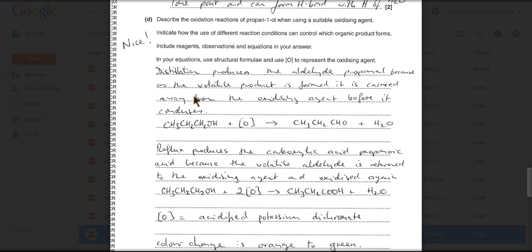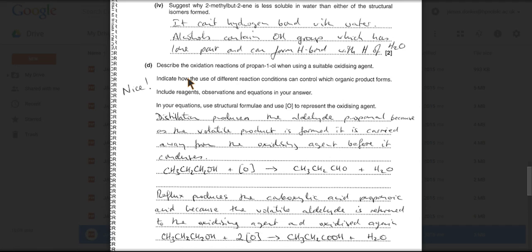So we'll start with the distillation. So distillation produces an aldehyde because as this volatile aldehyde product is formed, it's carried away from the oxidizing agent by the distillation apparatus, and so the oxidation only takes place once. The equation is the propan-1-ol plus 1 mole of oxidizing agent makes propanal and water.